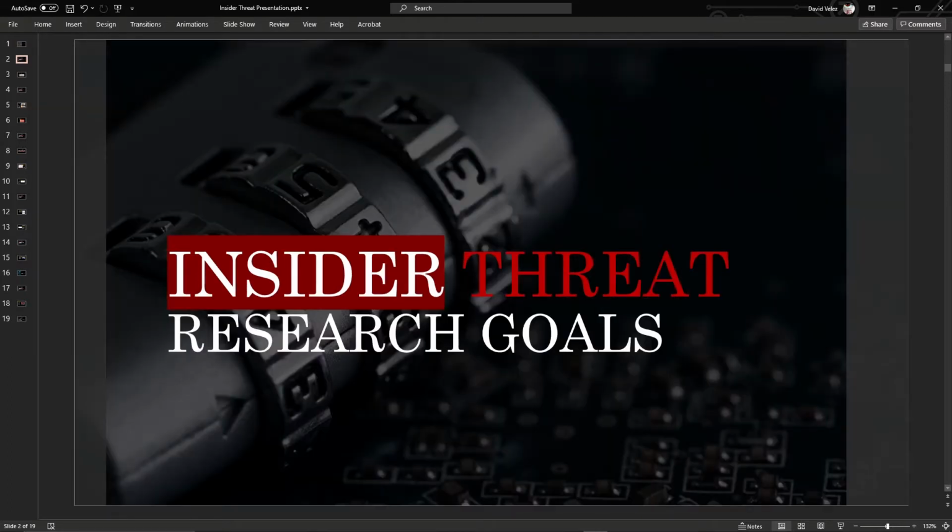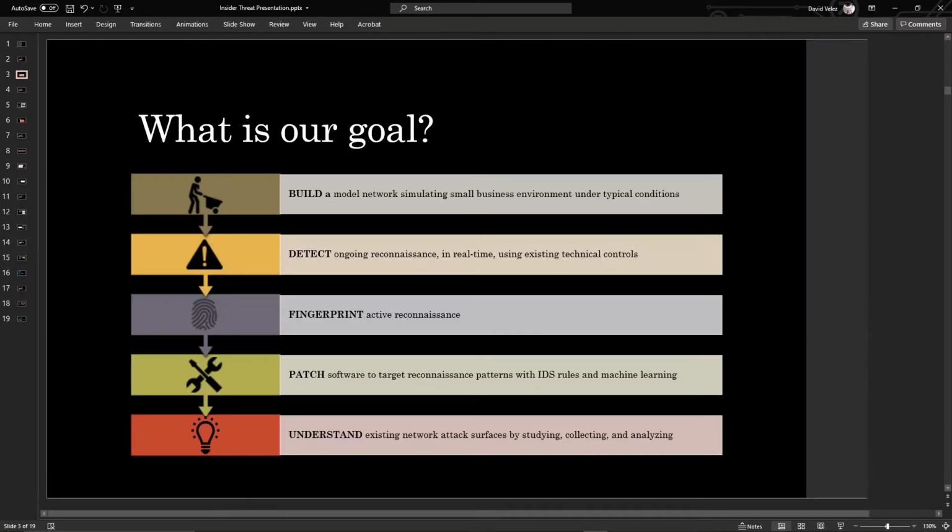First, we'll cover our research goals. This will give you an overview of our project, and each aspect will be covered in more depth as we progress through this presentation. What was our goal? We had 5 distinct goals.